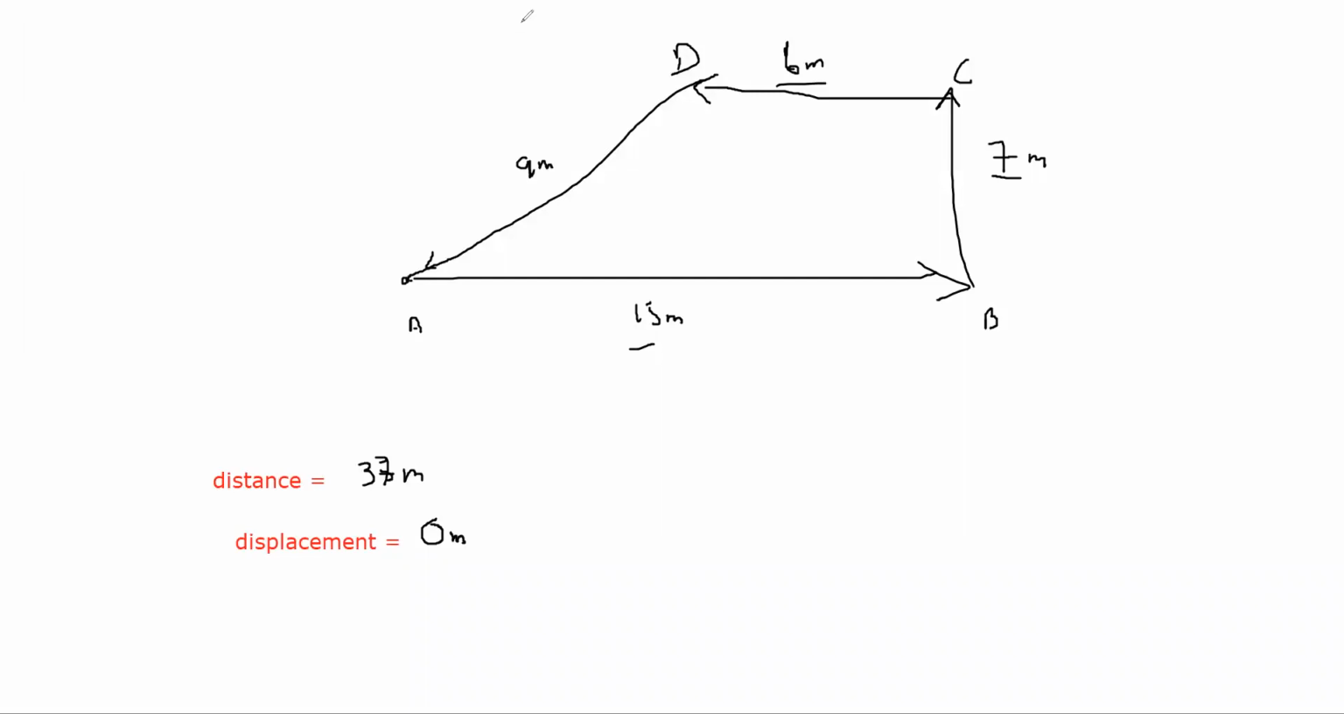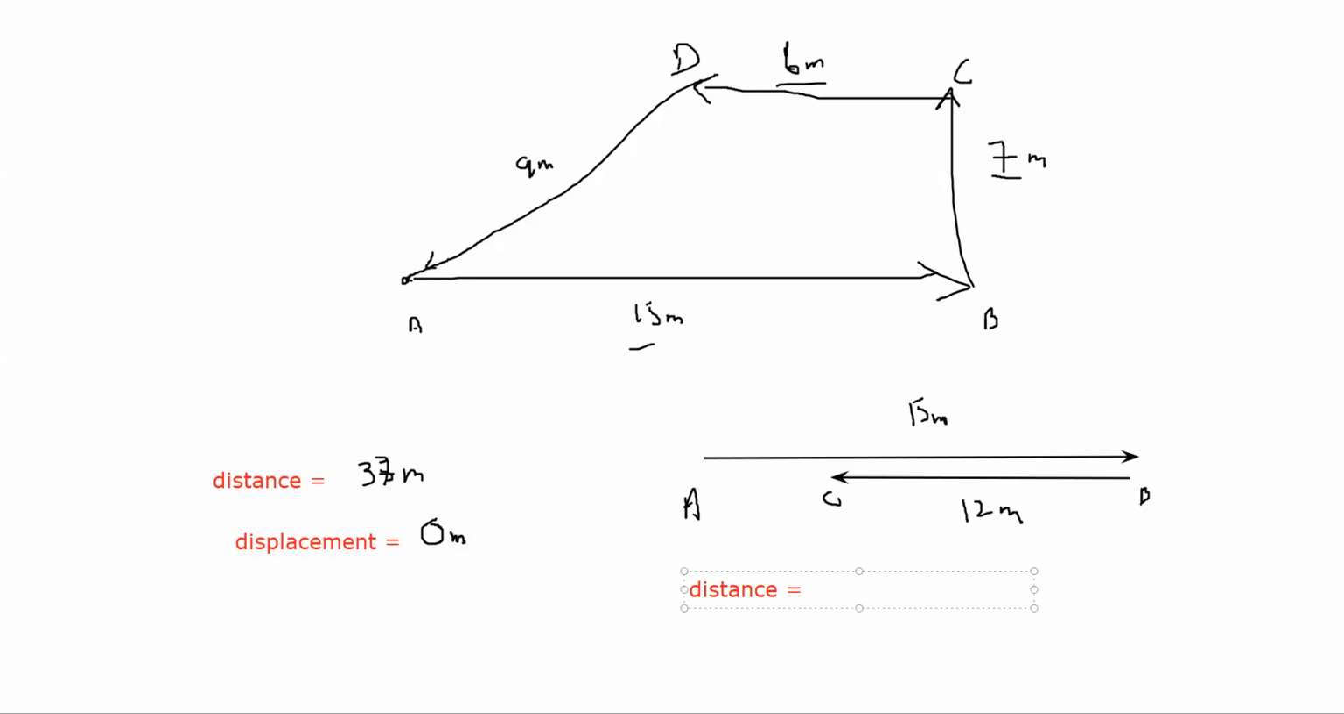Another example in which the displacement is not 0. Say an object travels from A to B and covers 15 meters. Then the object returns from B to another point C by covering, say, 12 meters. Now in this example, what is the distance? The distance traveled by the object is 27. But what about displacement? 3.